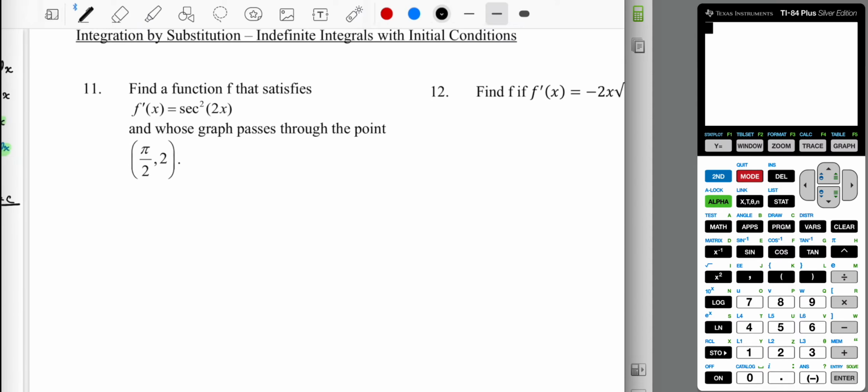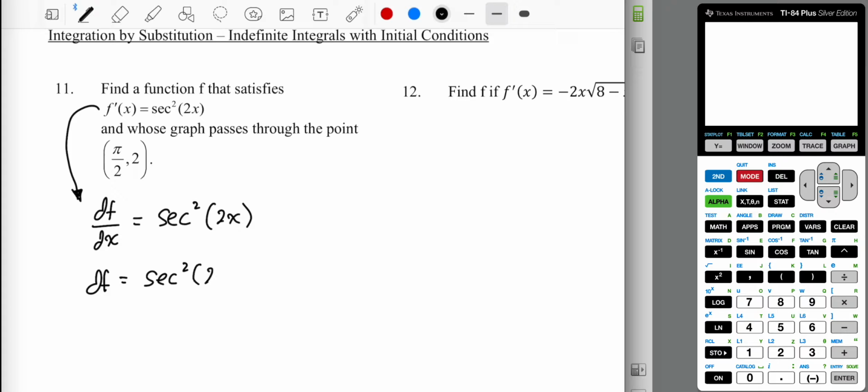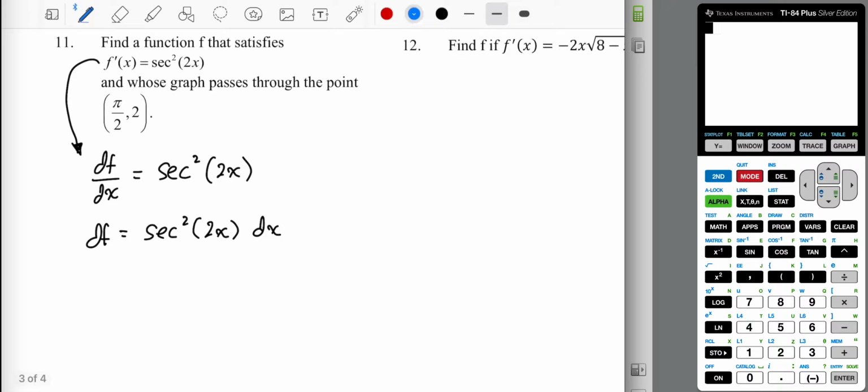Right? So we have f prime of x is equal to secant squared 2x. So this is really the same as saying df dx is equal to secant squared 2x, which is really the same as saying df is equal to secant squared 2x dx. Integrate both sides. So we're looking at f is equal to the integral of secant squared 2x dx.